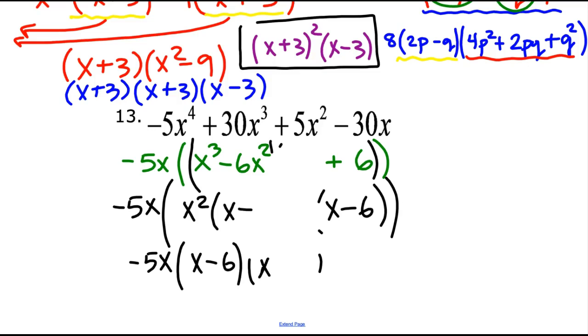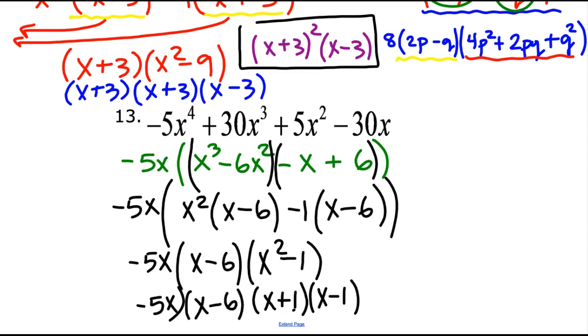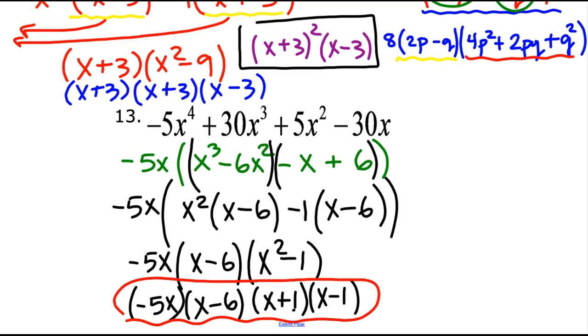What was that? Yeah, so this is the difference of squares. So this is x plus 1, x minus 1, this is x minus 6, and there was a negative 5x out there. So now that's fully factored form right there. Okay, so just using all the factoring techniques we've learned.